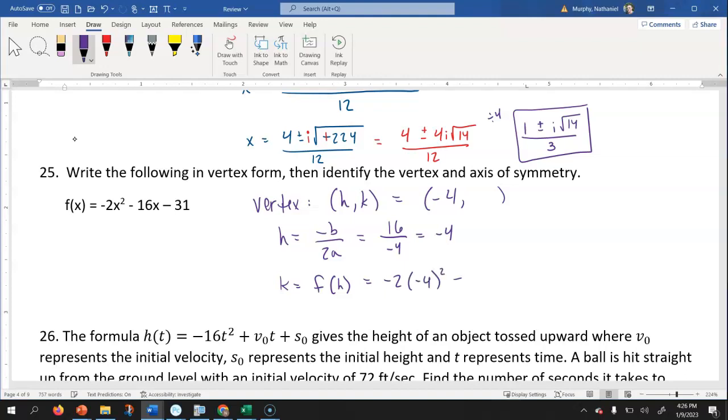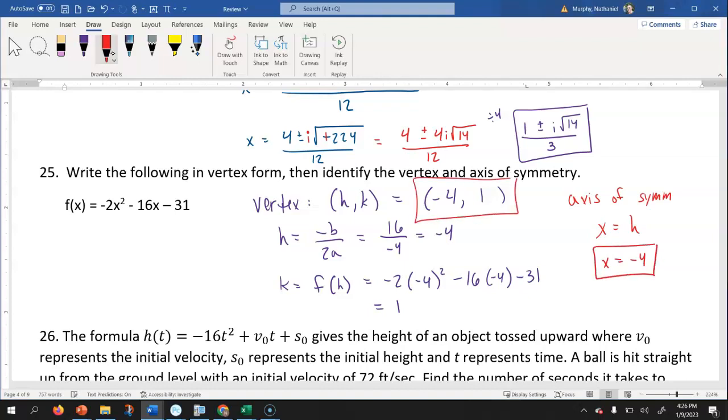It'll be negative 4 squared minus 16 times negative 4 minus 31. And if you simplify that, you end up getting 1 as your answer. So our vertex is the coordinate negative 4, 1. And then the axis of symmetry, that's always just x equals whatever h is. Since h is negative 4, it's x equals negative 4. So that's your vertex and axis of symmetry.